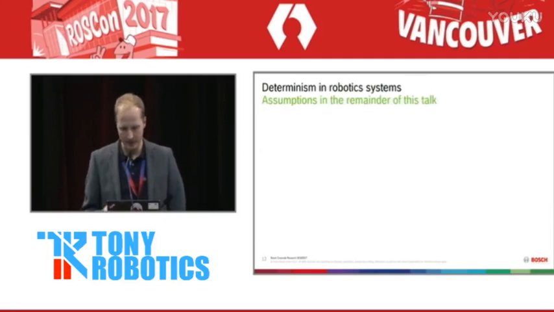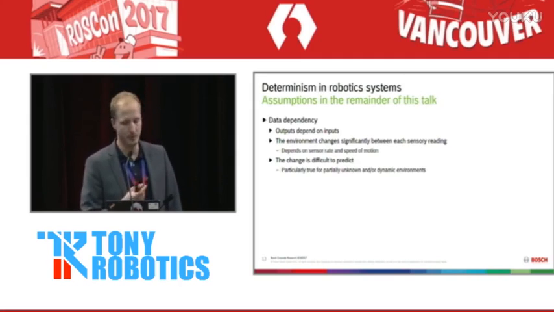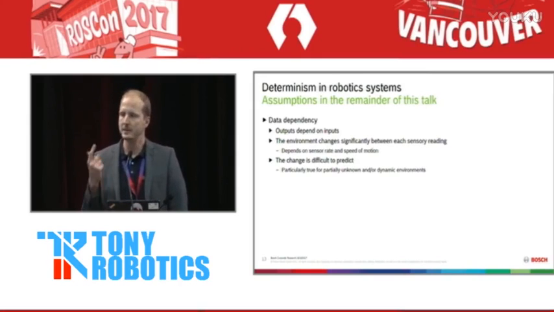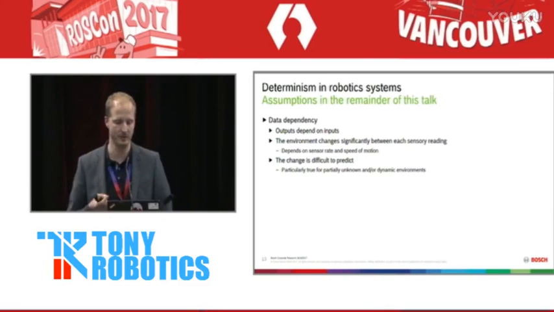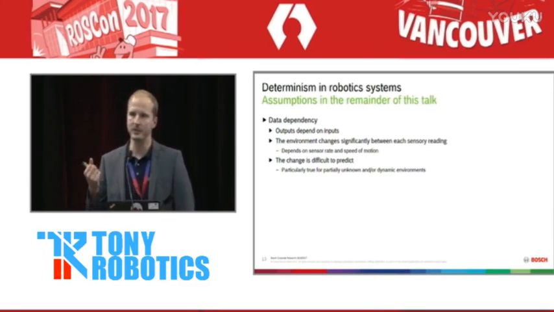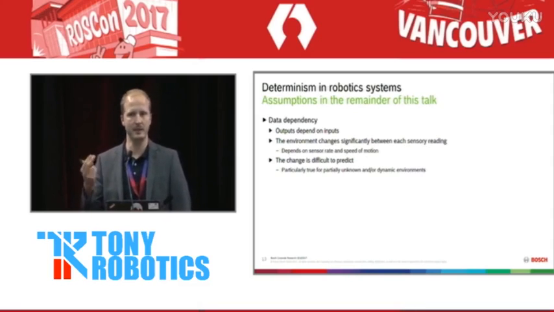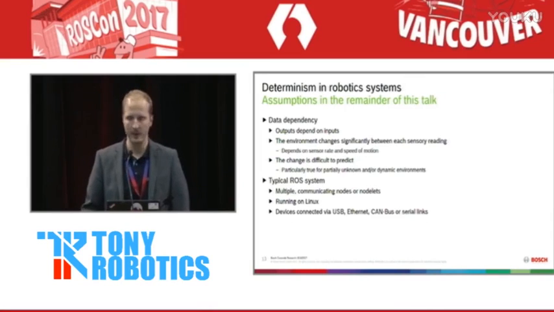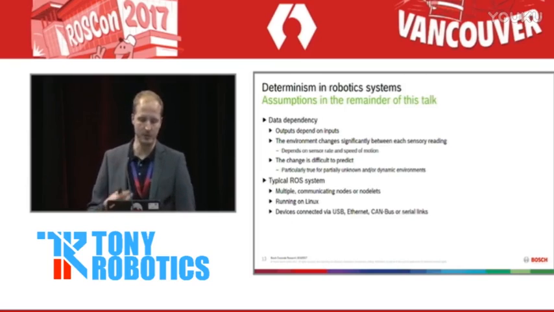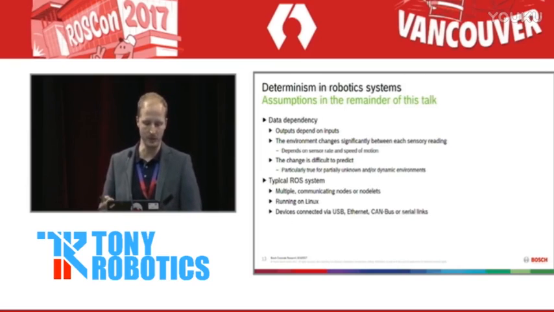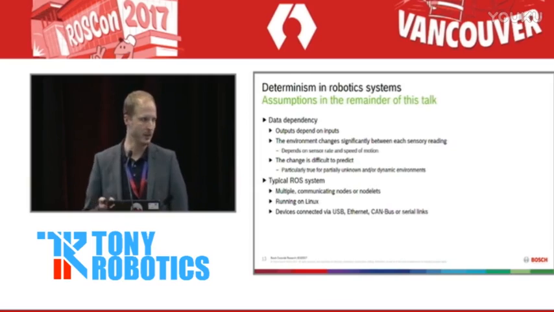Great. So just to also give some perspective, this is not applicable to all robotic systems. This is most important for things where the output depends on the input, which is almost always true, and it's also for dynamic environments, when the environment actually changes fairly quickly, and also when you can't predict very well. And I also assume a typical ROS system, which is running on Linux, has multiple nodes, and you have typical bus systems.